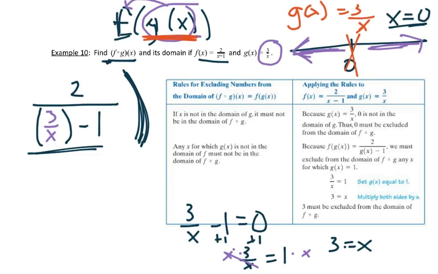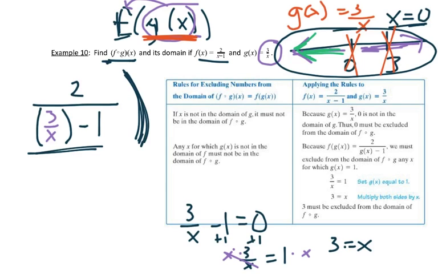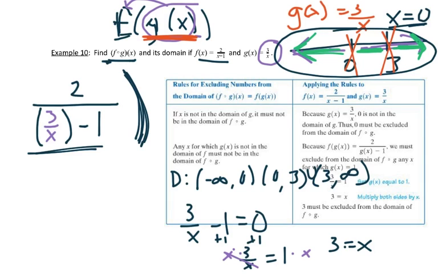So that means we have to go back to this graph right here, and we have to put 3 on it, and we want to cross out 3 also. So now we want the numbers to the left of 0, between 0 and 3, and greater than 3. So that means our domain would be negative infinity to 0, 0 to 3, and then 3 to infinity with unions between each of those pieces.